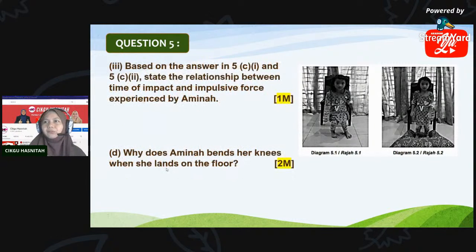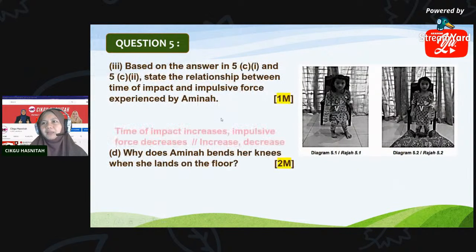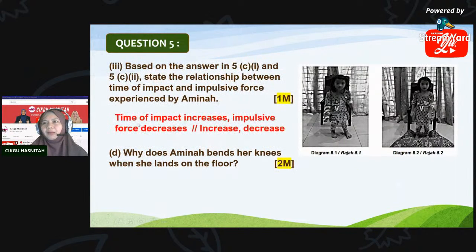Alright, so number 3. Based on your answer in C1 and C2, state the relationship between time of impact and impulsive force. Okay, we go back to the diagram. You can see when the time of impact is greater, what happened to the force? The force will be lower. So time of impact increases, force decreases. So by this, I say time of impact increases, impulsive force decreases.